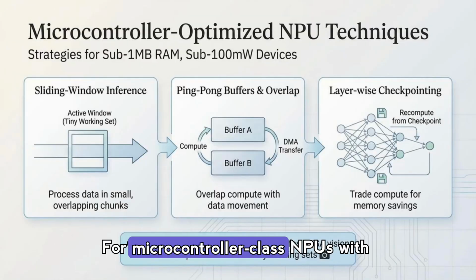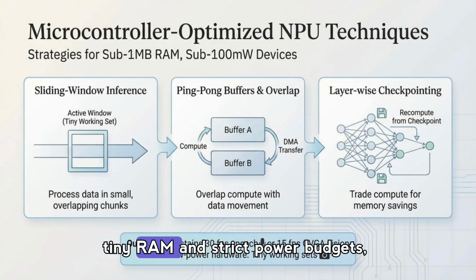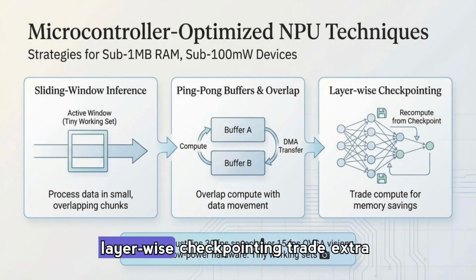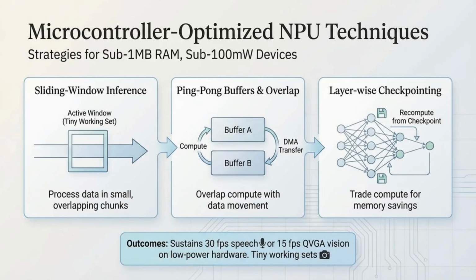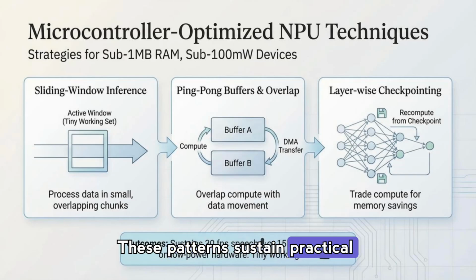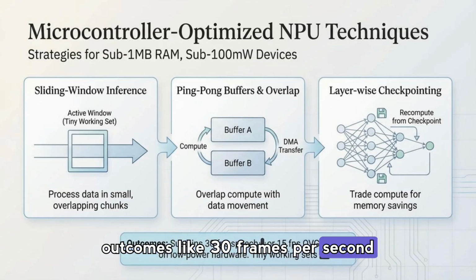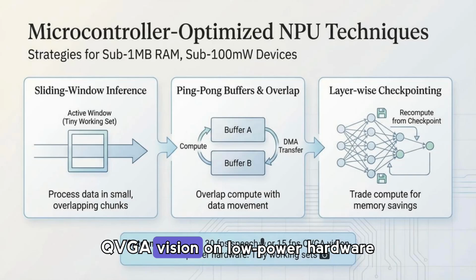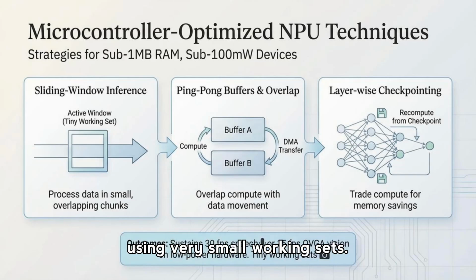For microcontroller class NPUs with tiny RAM and strict power budgets, strategies such as sliding window inference, ping-pong buffers with compute and data overlap, and layerized checkpointing trade extra recompute for big memory savings. These patterns sustain practical outcomes like 30 frames per second for speech, or about 15 frames per second for QVGA vision, on low-power hardware using very small working sets.